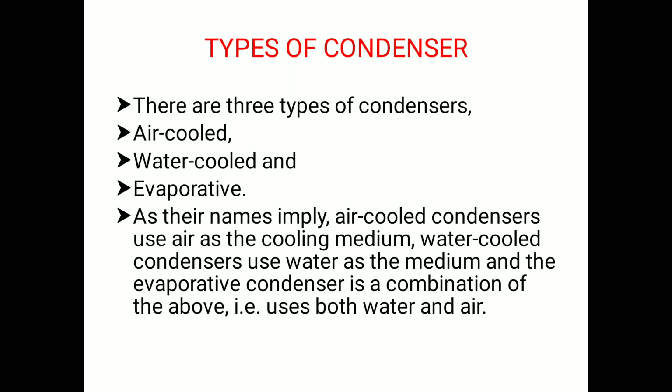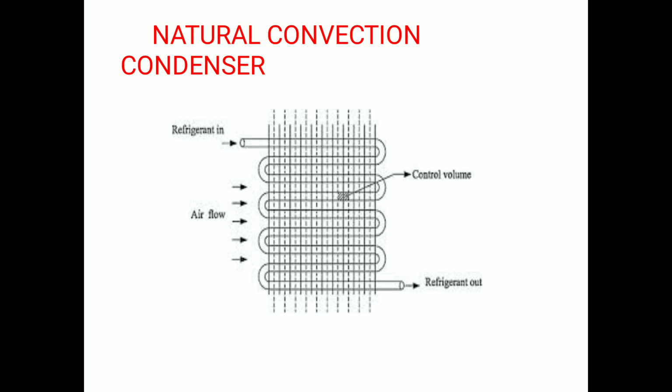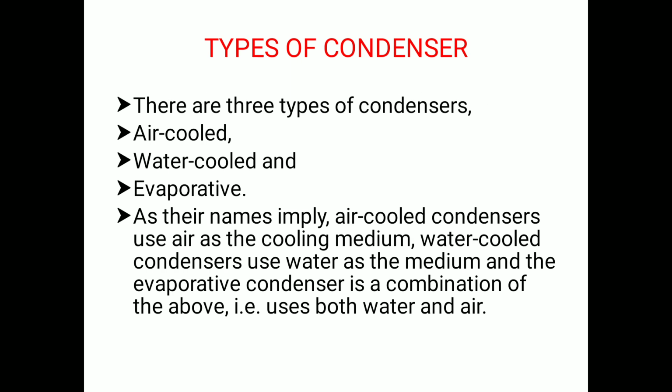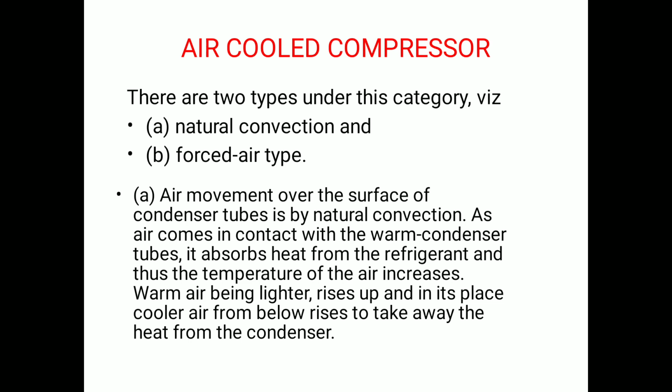And these are the types of condenser. There are three types of condenser. First one is air cooled, then water cooled, and then evaporative. Let's see one by one. First one is the air cooled condenser. As their name implies, air cooled condensers use air as a cooling medium, and water cooled condensers use water as a cooling medium, and the evaporative condenser is a combination of both air and water.